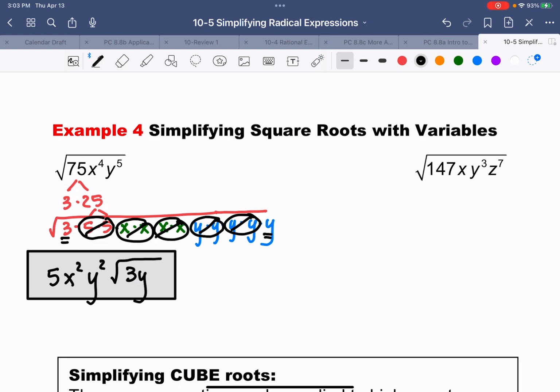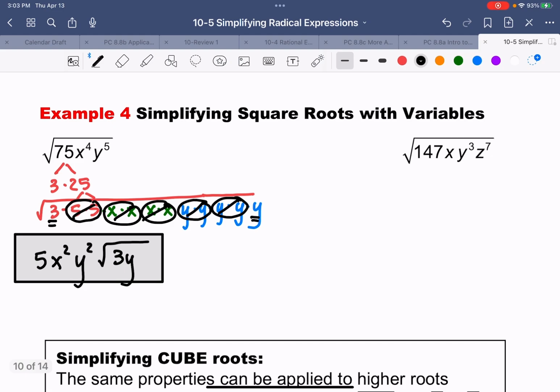All right, let's do 147. 147 breaks down into 3 times 49, which is 3 times 7 times 7.